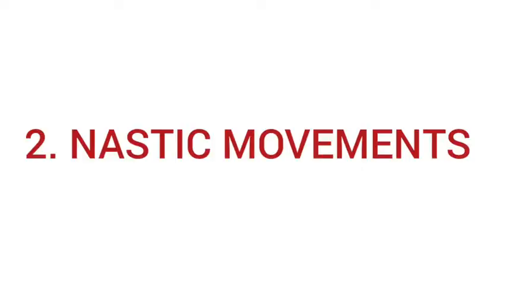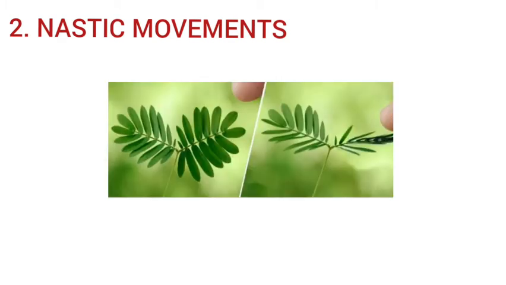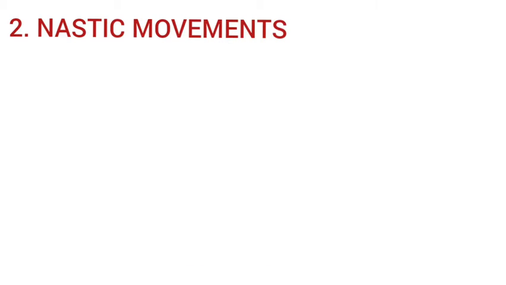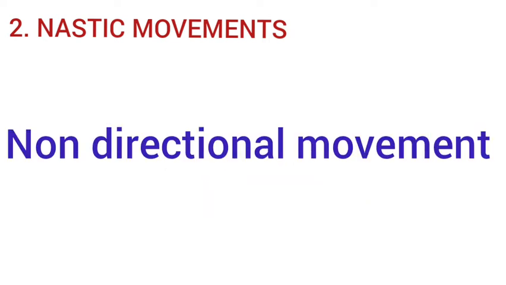The next type of change in growth pattern is the nastic movement in plants. Nastic movements are growth independent movements. The movement of a plant part in response to an external stimulus, where the direction of response is not determined by the direction of stimulus, is known as nastic movement. It is not a directional movement.